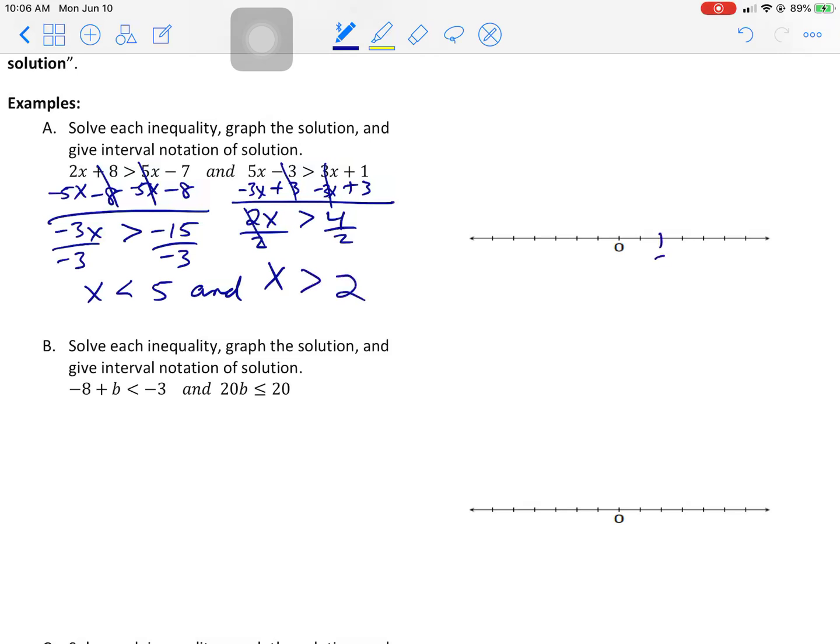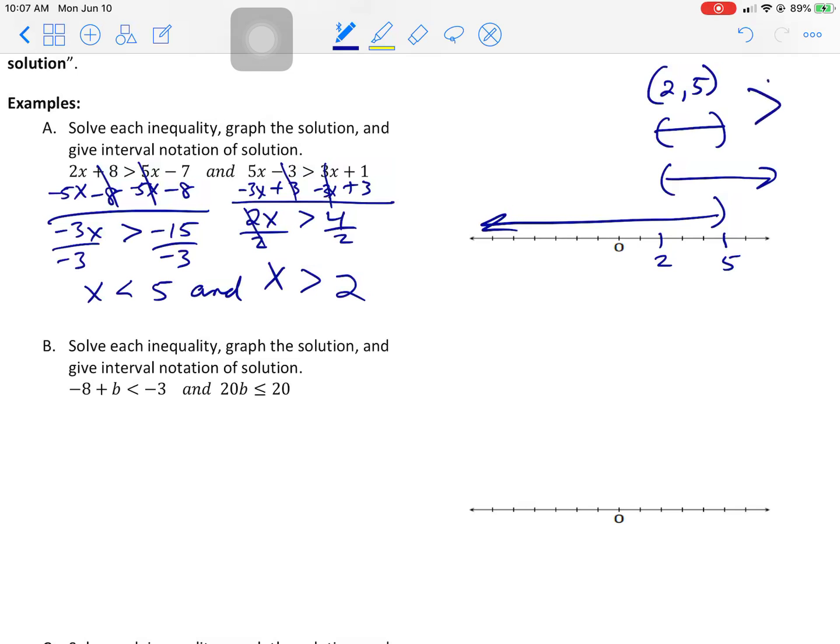All right, so here's a 2, 3, 4, 5. One says x is less than 5. One says x is greater than 2. So for my final answer, they go in opposite directions with this small little bit here overlapping. That's my final graph, and the interval notation for that is (2, 5). Okay? This is sort of showing your work, but what I require are these two ones here.